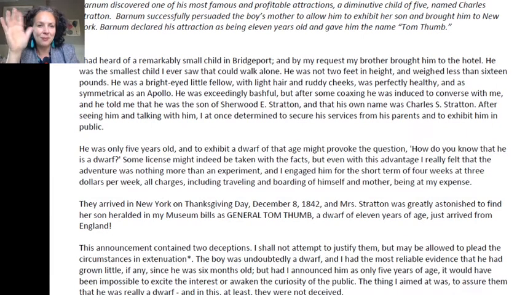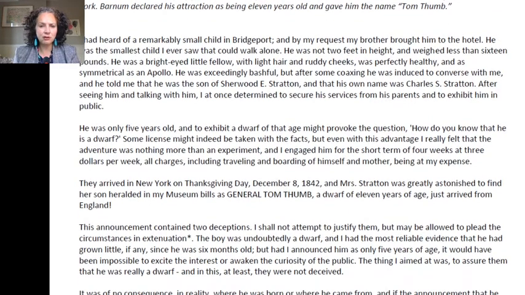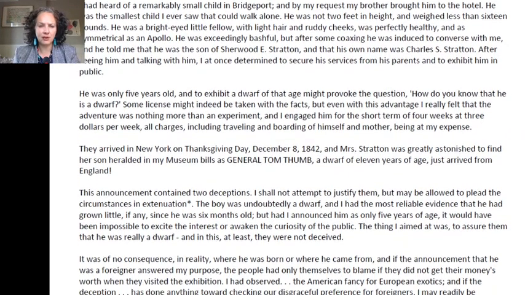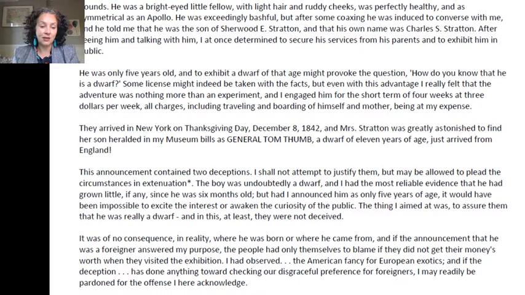So he took his mother with him. That's okay. "They arrived in New York on Thanksgiving Day, December 8th, 1842, and Mrs. Stratton was greatly astonished to find my son heralded in my museum bills," those adverts, "as General Tom Thumb, a dwarf of 11 years of age, just arrived from England. This announcement contained 2 deceptions," 2 lies. "I shall not attempt to justify them, but may be allowed to plead the circumstances in extenuation." And it says here, justification. So he's going to justify these lies.